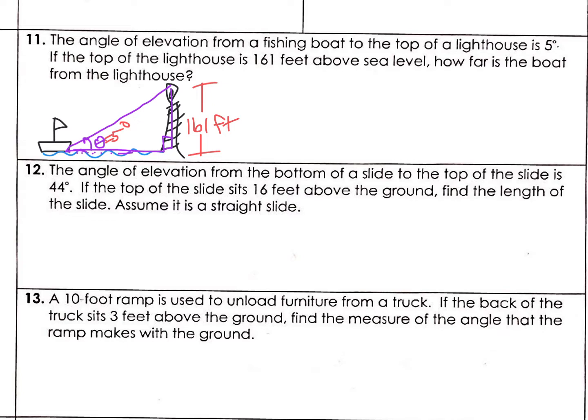And then the question asks, and this is where your variable comes into play, how far is the boat from the lighthouse? The distance the boat is from the lighthouse is this parallel distance. It is not this distance here. Distance from one object to another tends to be parallel, and so that is where we're going to put our x.